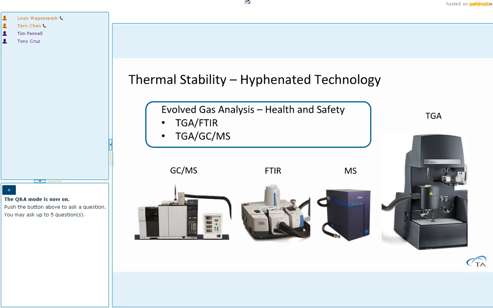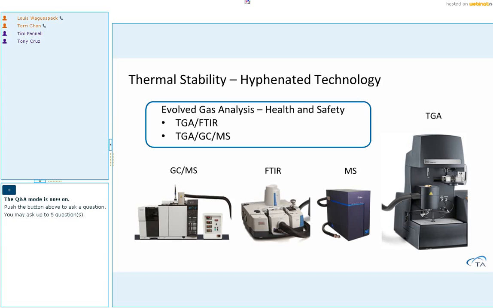When polymer burns, it may release gases that are toxic to people. So the evolved gas analysis is critical for a safety evaluation of using this material at elevated temperatures. The hyphenated techniques that are used in this application include TGA with mass spec, and TGA with FTIR.